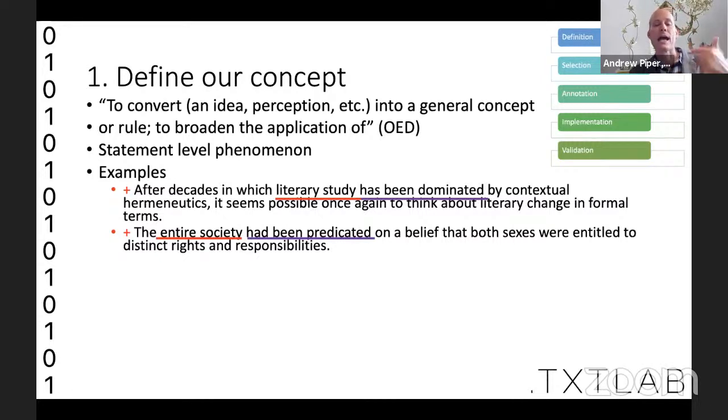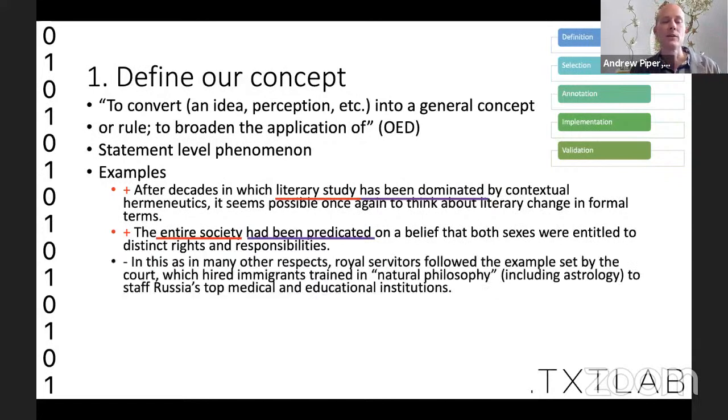And here again, it has been predicated on, right? So we're using a definitional. Here's a negative example where we see that this larger class, royal servitors, they simply did something, right? So it's more descriptive than it is generalizing. And again, these things are ambiguous.